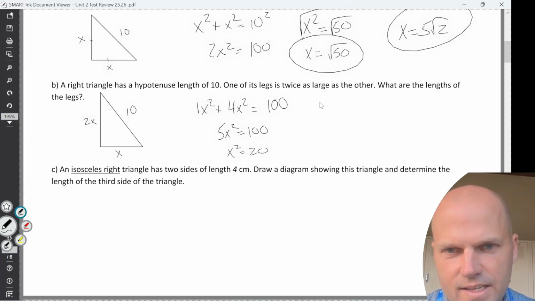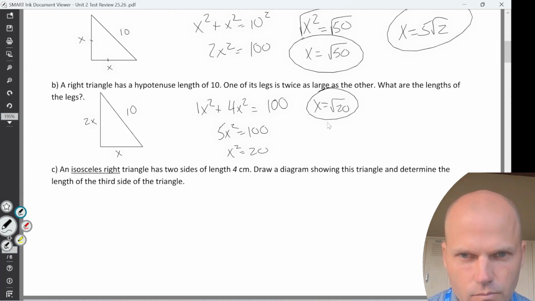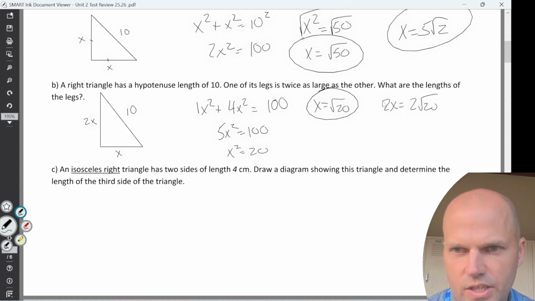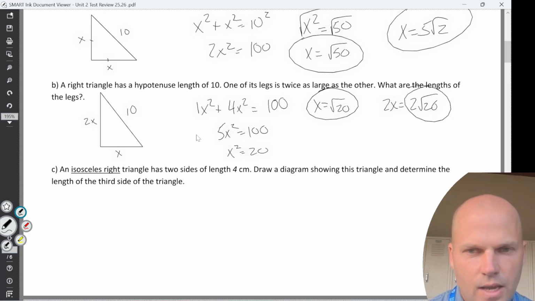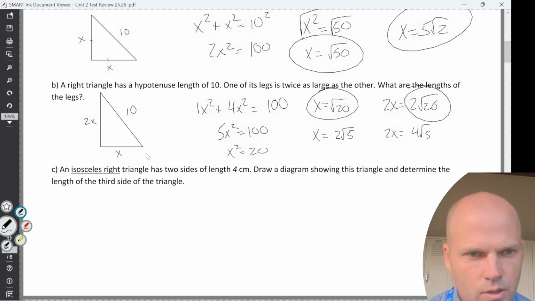Root 20 is an answer. That is the length of one of the legs, which means 2 root 20 is the length of the other leg. However, I want the simplified version, 2 root 5, which then doubled would be 4 root 5. This is 2 root 5 doubled. This is 4 root 5.